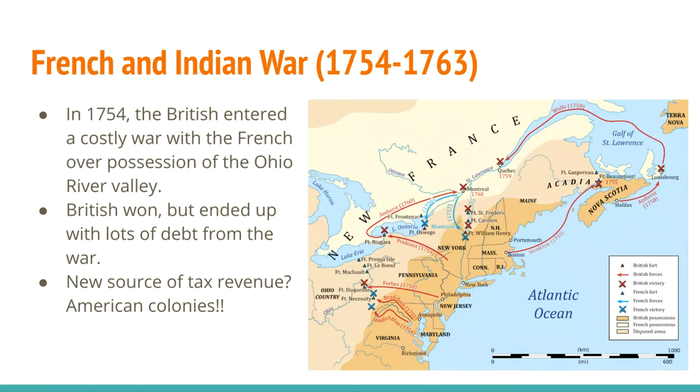In 1754, the British entered a costly contest with the French over the fertile Ohio River Valley. While the British would ultimately emerge triumphant, the war had forced Great Britain into tremendous debt, right? War debt. So to offset the costs of war and to ensure the ongoing defense of the colonists against bands of French and indigenous tribes, Parliament began to view the colonies as a greater source of tax revenue.